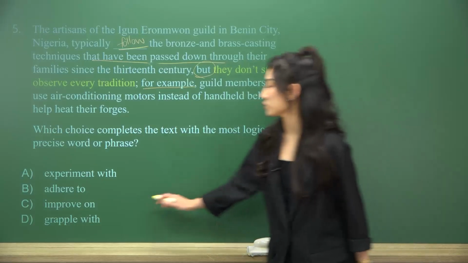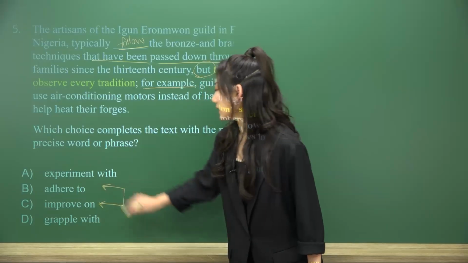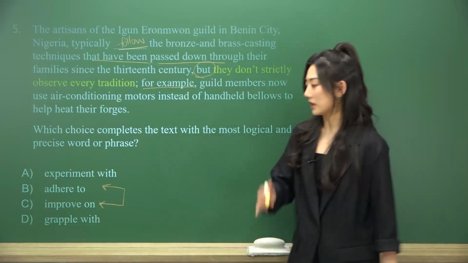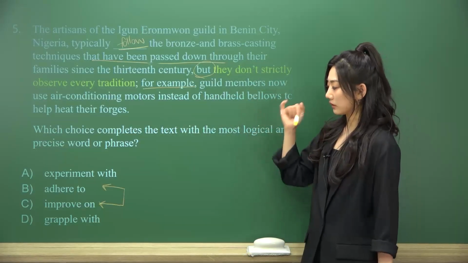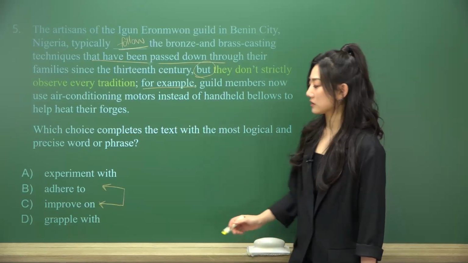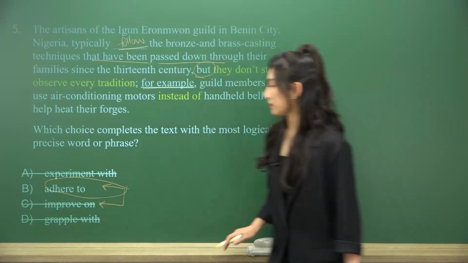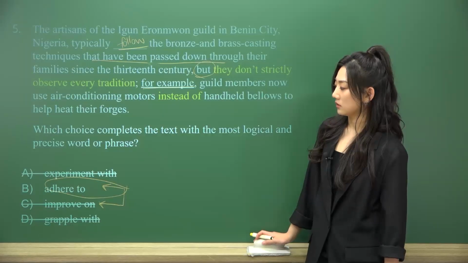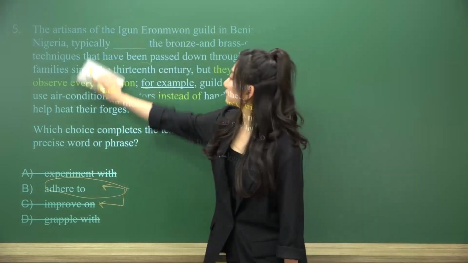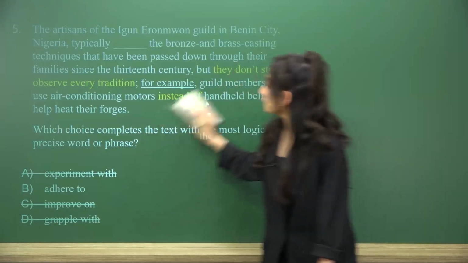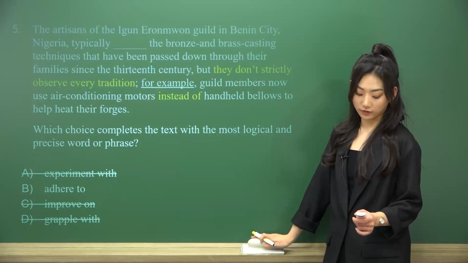Improve on is an assumption. So a lot of students would have tried to choose between B and C because improve on is not technically incorrect, but it does make an assumption about the passage that we cannot assume, right? That we cannot decide for ourselves without evidence. So it's definitely going to be adhere to is the best answer. Okay? Adhere to. They typically adhere to the techniques that have been passed down, but they don't always follow every tradition.